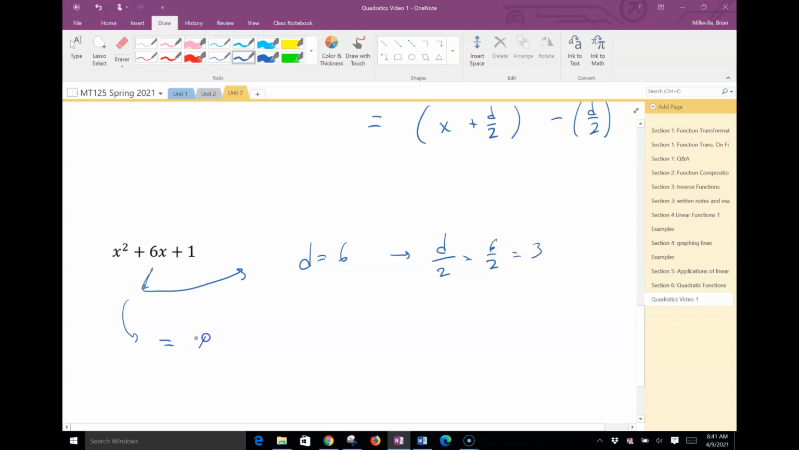So this is going to equal x squared plus 6x. Now this looks a little different than up above where I had x squared plus dx because we have that plus 1. So just push that plus 1 off to the right, and then we're going to add 3 squared, and I'm using parentheses for extra emphasis, and then we're not going to add it again, we're going to subtract it.